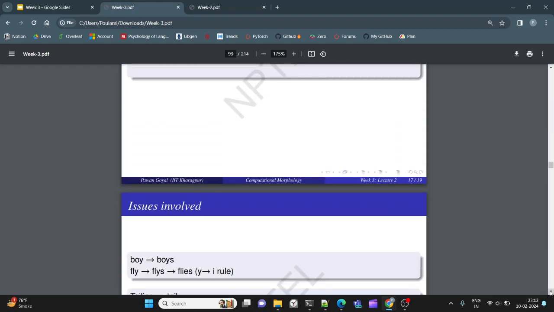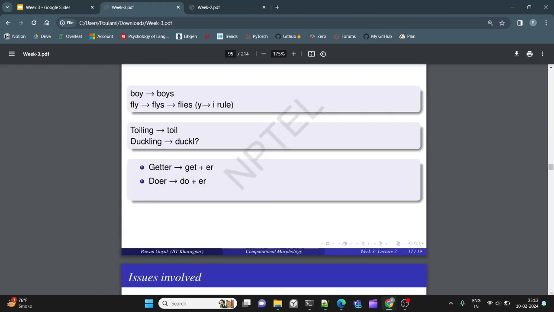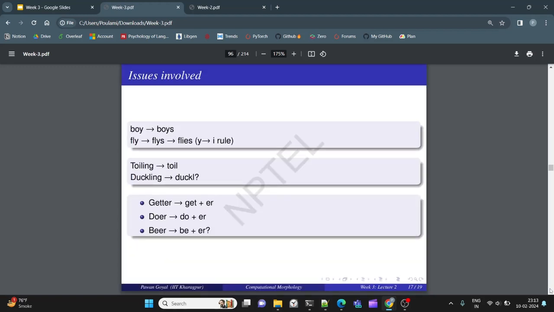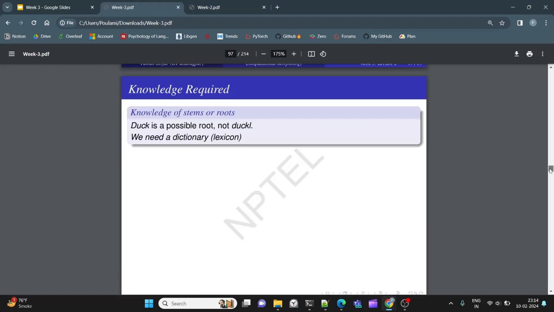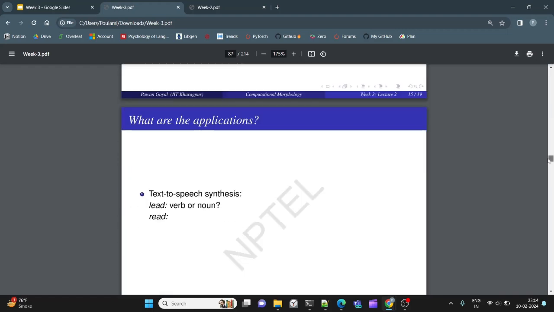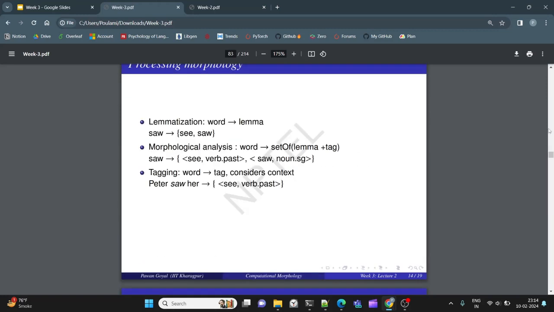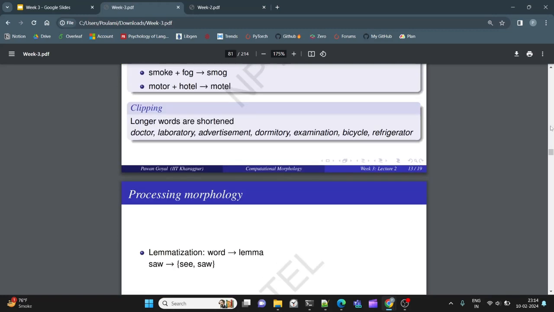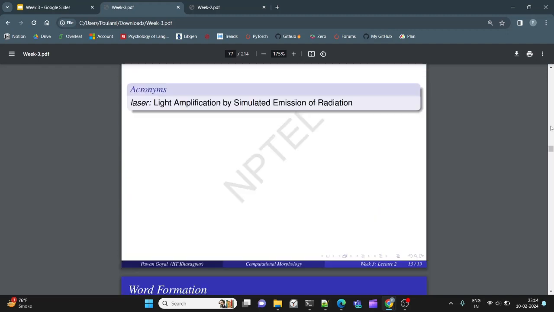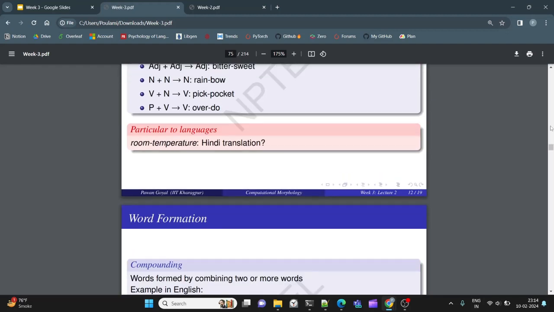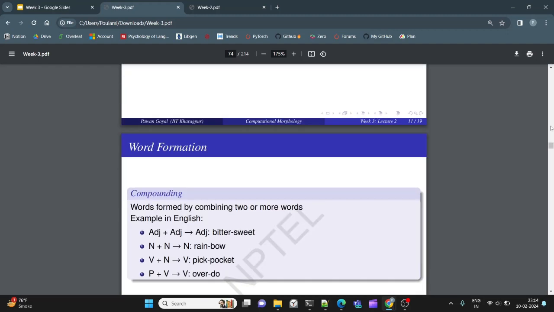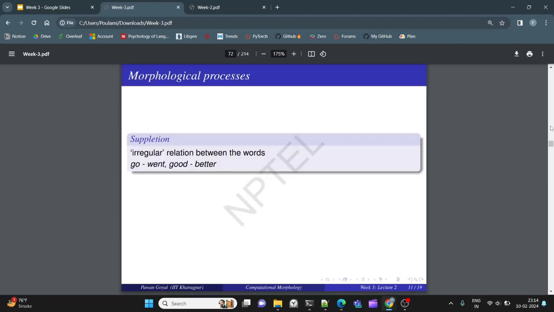So just checking if there's anything related that we can discuss. Just a second. So we discussed the different word forms, right? Sorry, not word forms, word formation processes. We discussed those.